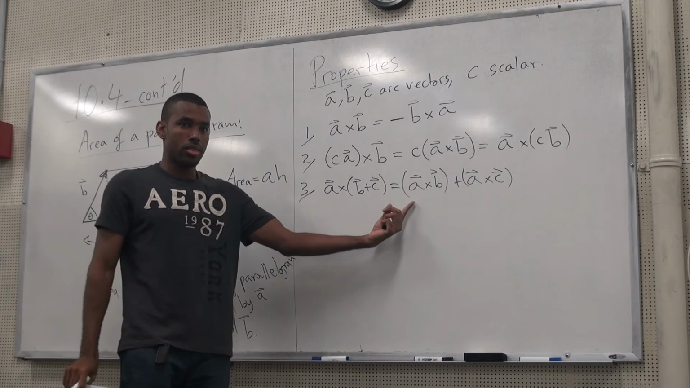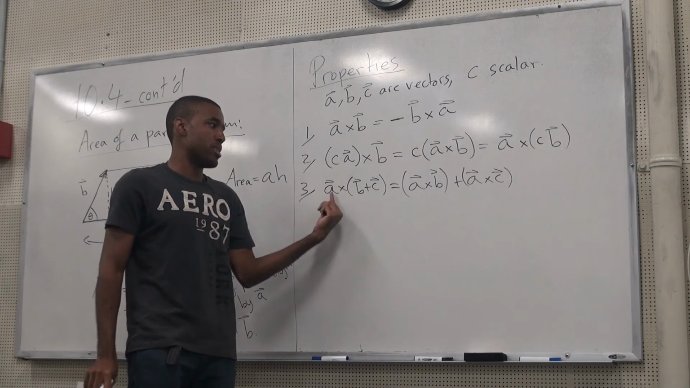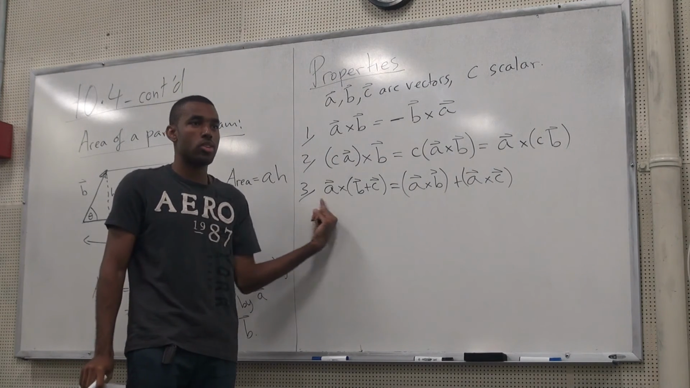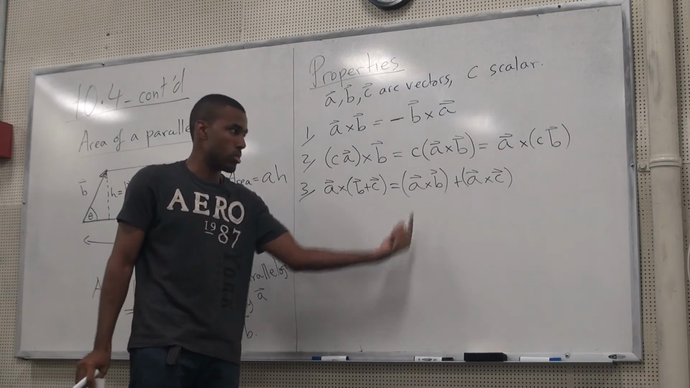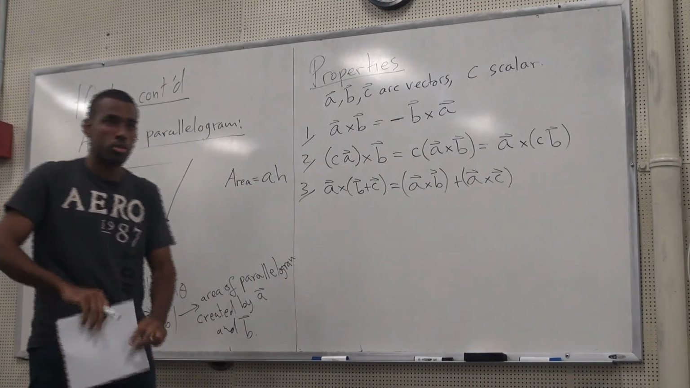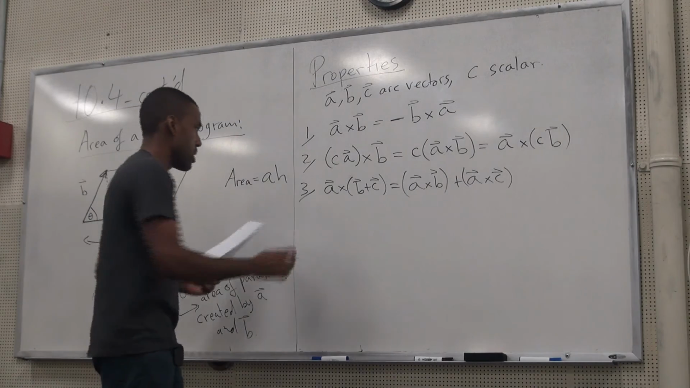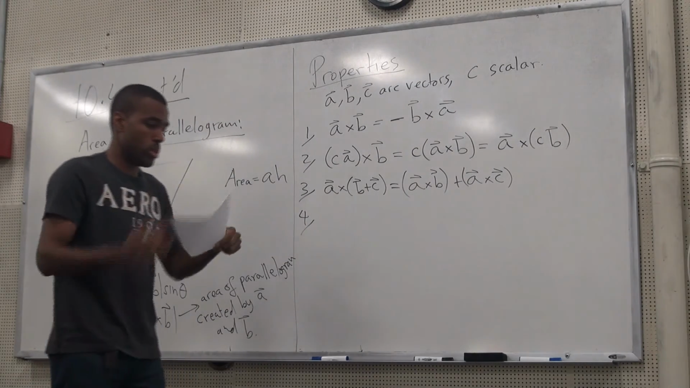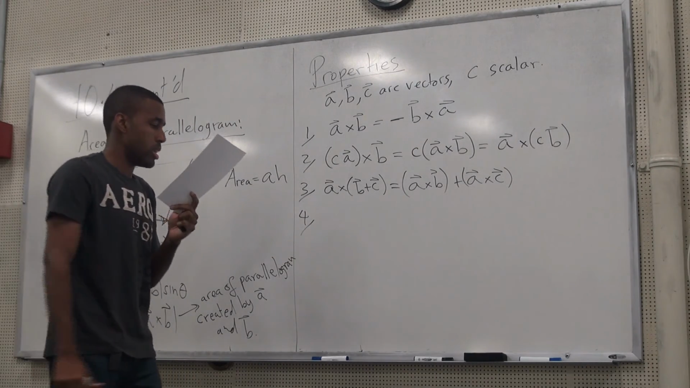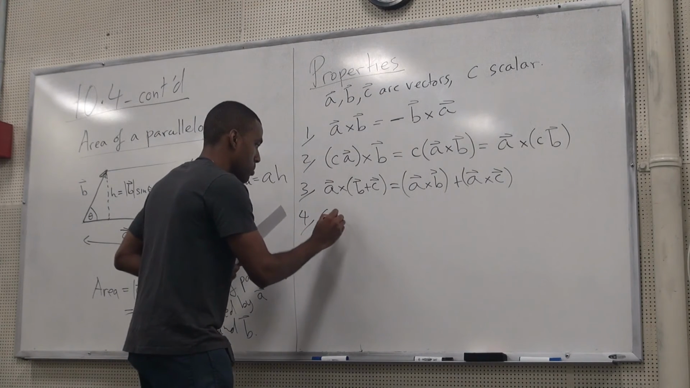Order matters here, right? So it's not okay for me to say this is B cross A and C cross A. It's not true. The order of multiplication matters with the cross product. So you have to write it just like that, or else you will mess up. Okay, what else do we have?